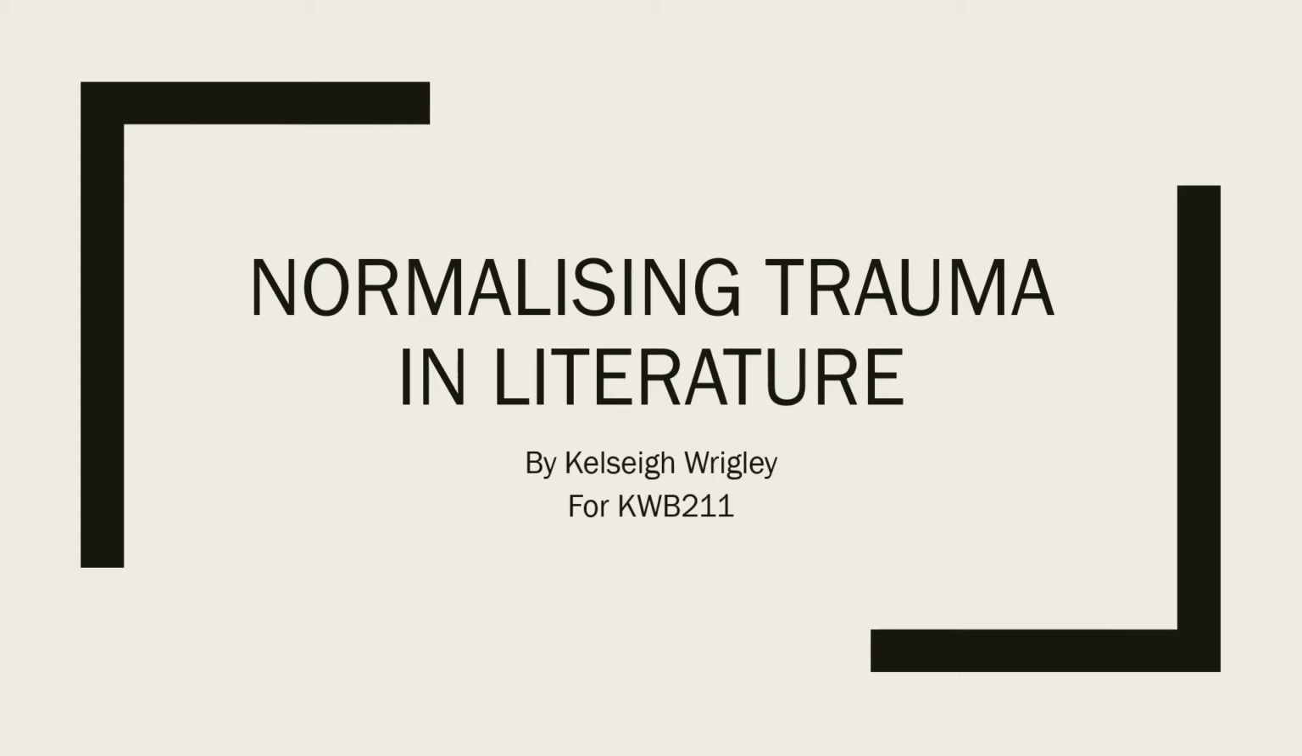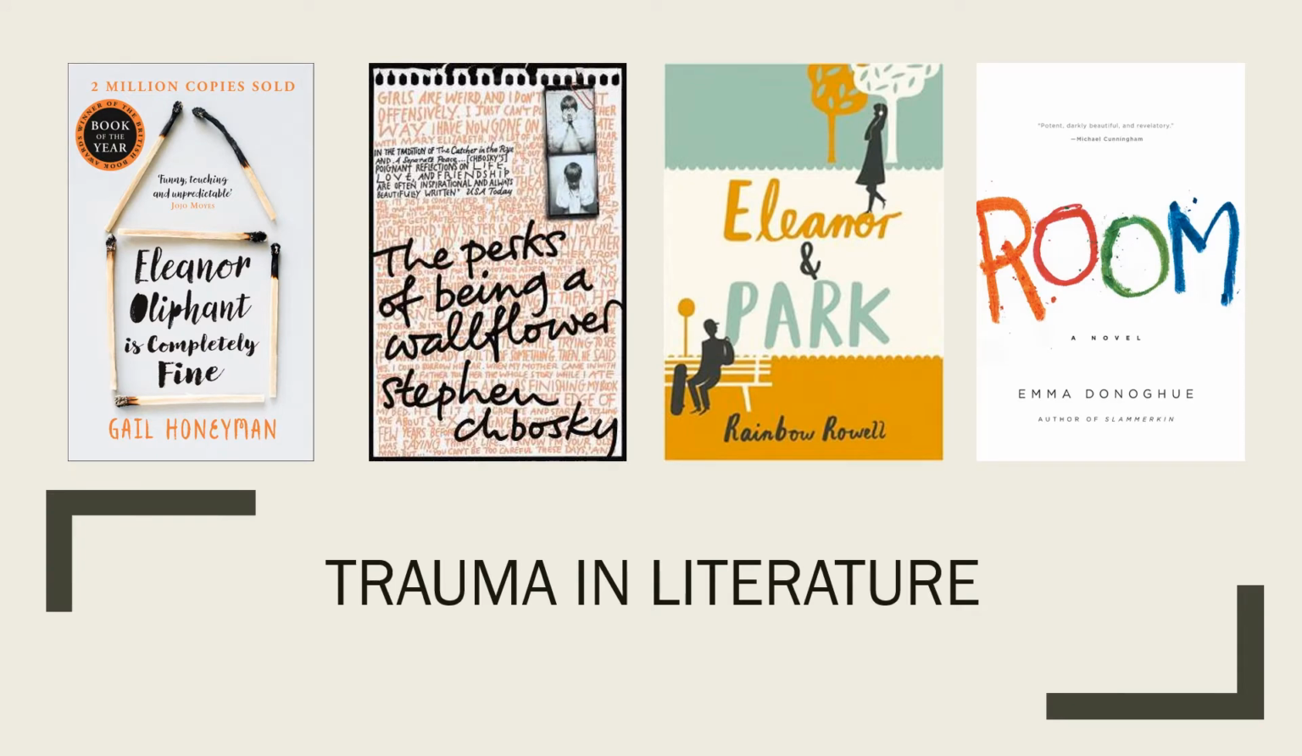Exploring aspects of trauma is not an unfamiliar technique in contemporary literature. Many novels, such as Eleanor Oliphant is Completely Fine, The Perks of Being a Wallflower, and Eleanor and Park, explore the struggles and disadvantages created when experiencing trauma. Emma Donoghue, in her award-winning novel Room, however, takes a different approach when discussing trauma, exploring a storyline where the trauma of the characters is normalized.